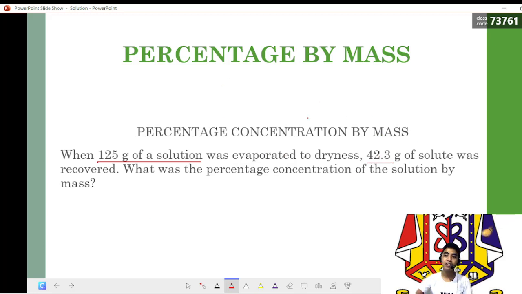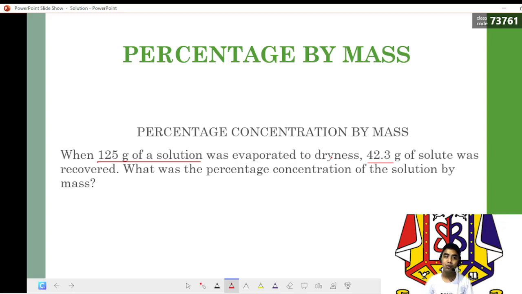So this is an example of the best case, wherein you don't need to find the mass of solution since it is already given. 42.3 grams is your solute, and 125 grams is your solution.